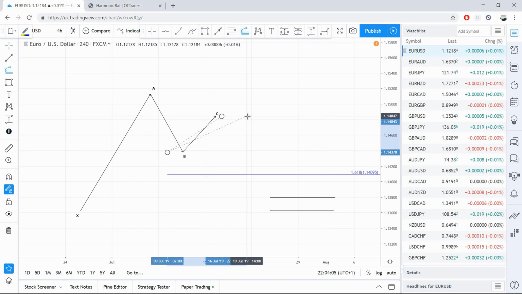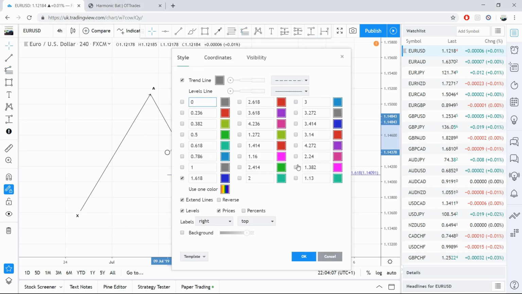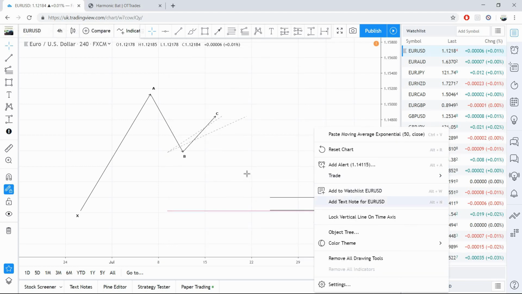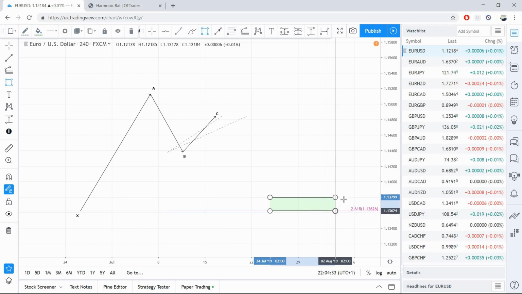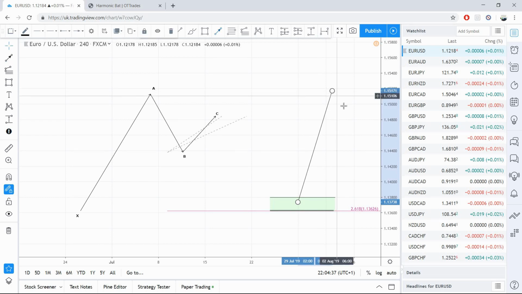Just as an example, 2.618. This one off, 2.618. So it forms pretty much bang on where our 1.618 level was, slightly below it. So just here. So these 3 points here and then joined up would create our potential reversal zones. This is where we're looking for buying opportunities for price to then bounce higher.